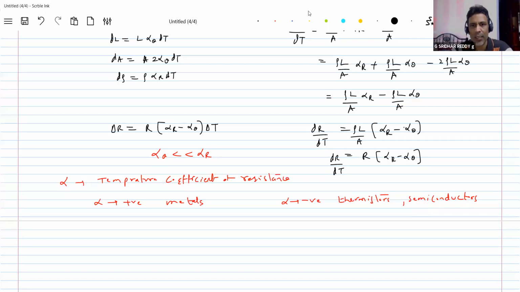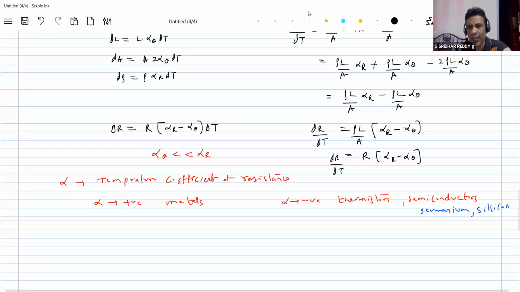Examples of semiconductors: germanium, silicon, gallium arsenide, all these are called semiconductor materials. A good example is germanium and silicon, I'm telling. As you increase temperature, what actually happens in this material? The resistance will decrease. That's why the alpha for them will be negative. So how do you show alpha? Now the rho is going to be a decreasing quantity. Here the rho was increasing with the temperature, but now the rho will be decreasing.